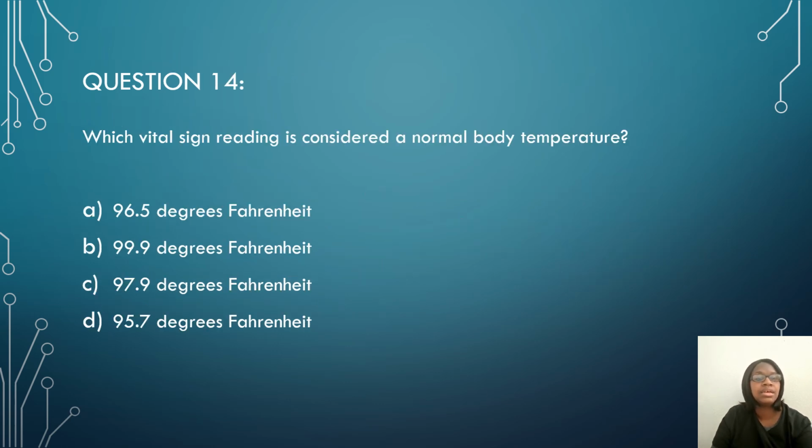Question 14. Which vital sign reading is considered a normal body temperature? So this may or may not be a tricky one for someone. So I'll give you a little bit of time to answer this.